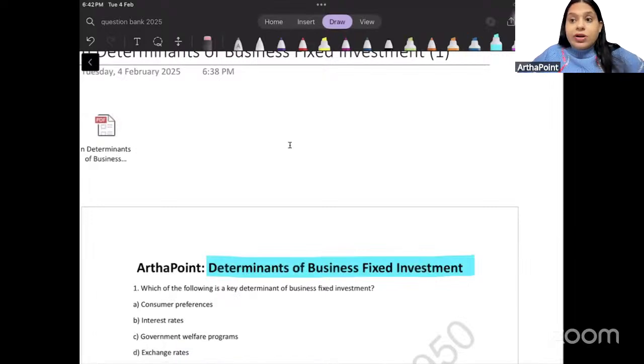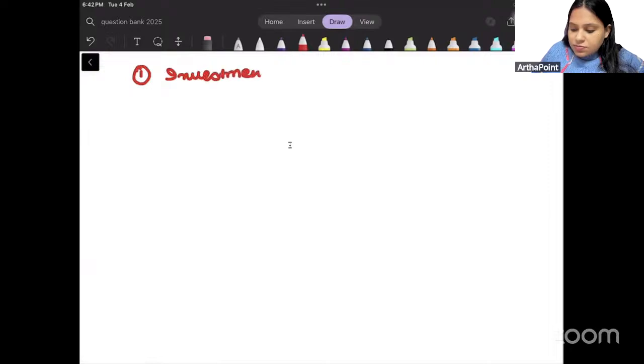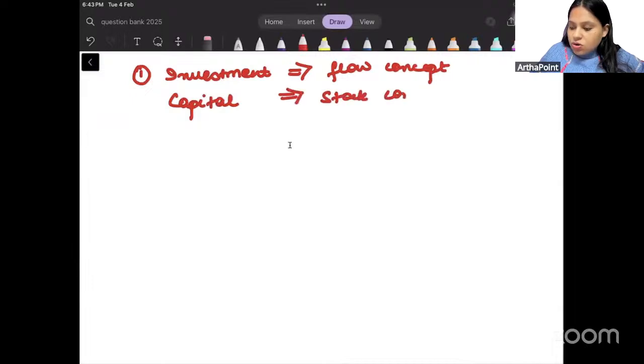अब इसमें क्या-क्या important है, क्या-क्या हमें पढ़ना चाहिए? So first of all, the most important thing to understand is that investment is basically a flow concept. And when we talk about capital, it is basically a stock concept. So we have to understand these two things: investment is a flow concept and capital is a stock concept.